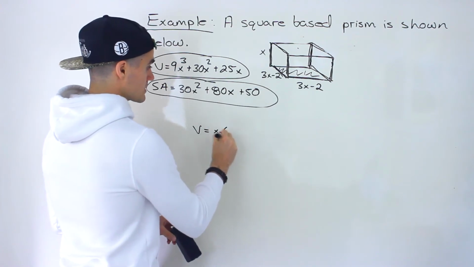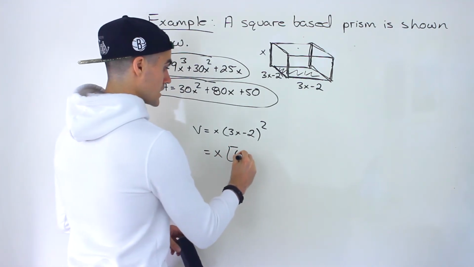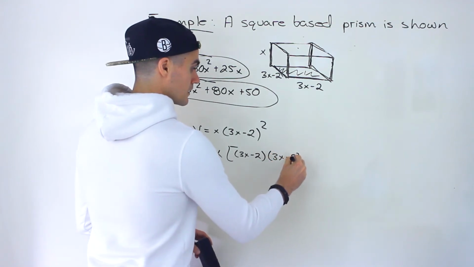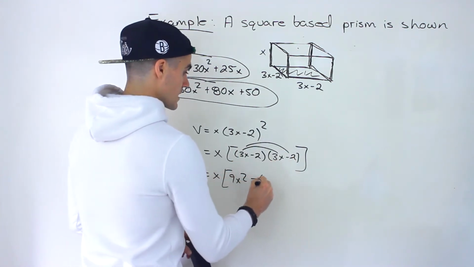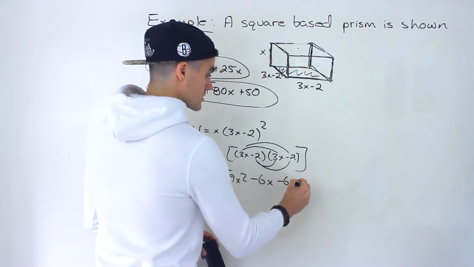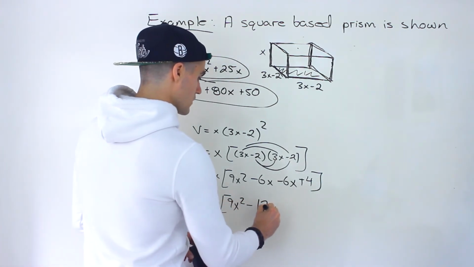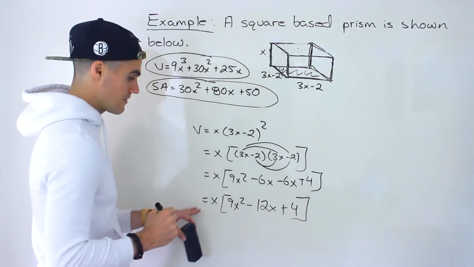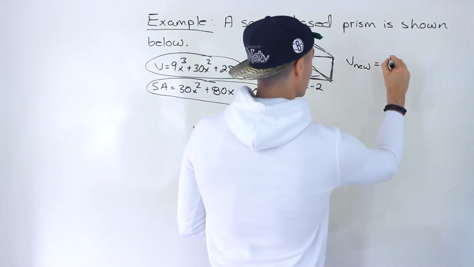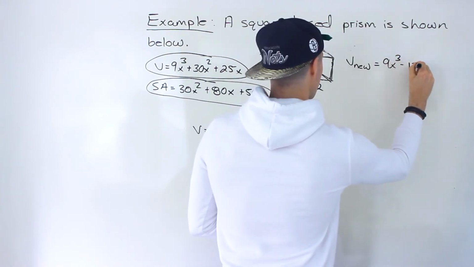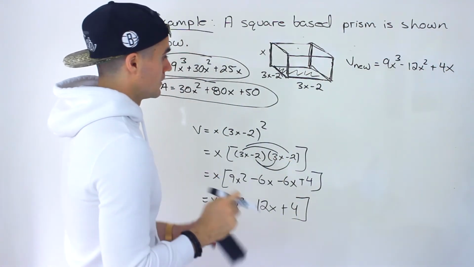So now what we've got to do is find the new expression for the volume and surface area. Same process: x times (3x - 2) squared, x times (3x - 2) times (3x - 2). Let's work with these brackets first. 3x times 3x would give us 9x squared. 3x times negative 2 gives us negative 6x, and again negative 6x, positive 4. These are like terms, so we'd have minus 12x there, and then we've got a plus 4, and then we distribute that x inside the bracket. So the new volume is going to be 9x cubed - 12x squared + 4x. Right, so that's the volume.